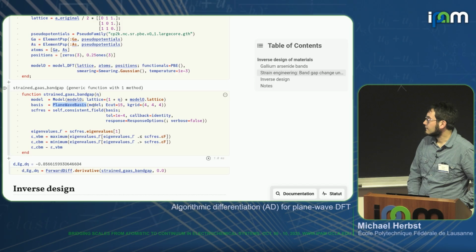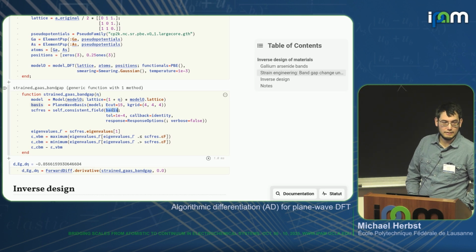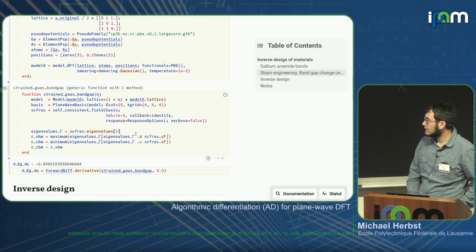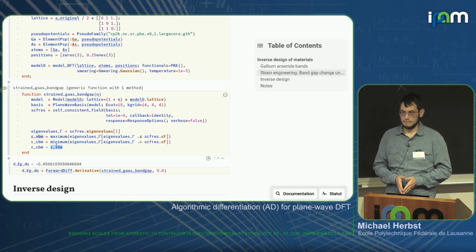Then we discretize our model using a rather small cutoff and k-grid. Then we basically call into exactly the self-consistent field computation. This is just to make things a little bit quiet. And then we want to compute the band gap. So we look at the eigenvalues. We look at basically the maximum eigenvalue that is below the Fermi level. So that's the valence band maximum. The smallest eigenvalue that is above the Fermi level. And the difference between them gives us the band gap at the gamma point.